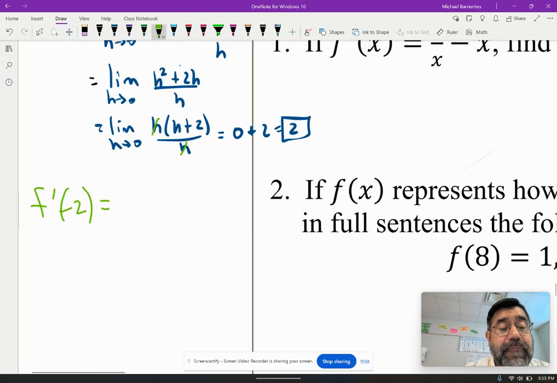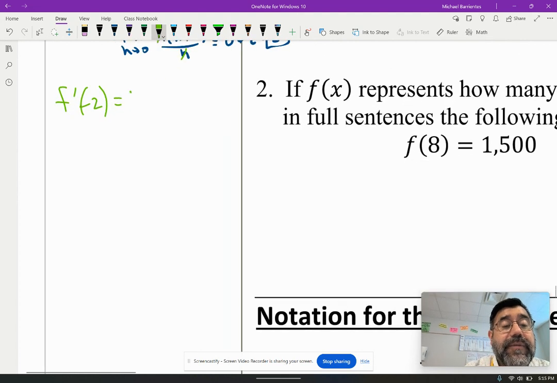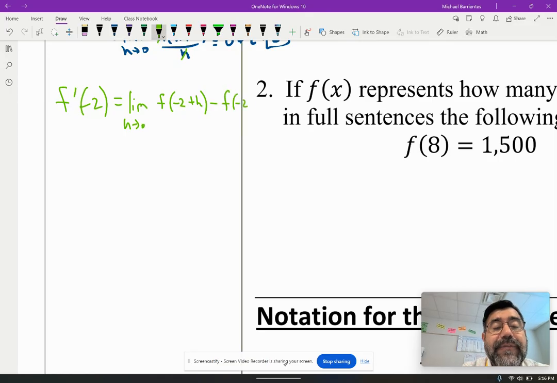I'm sorry. All right, so here's the last one, and I hope I don't run out of space here. So we're going to take the limit, but this time, you know what? I am going to use the h approaches 0, just to confirm that what we're doing works. This time it's going to be f of negative 2 plus h minus f of negative 2 all over h. Let's go a little bit faster.